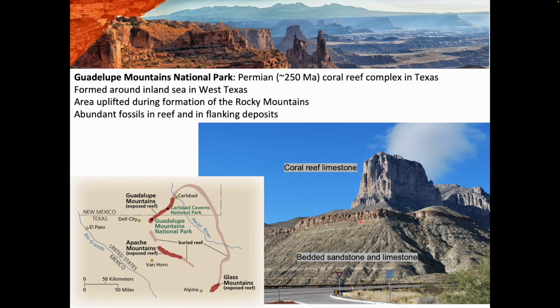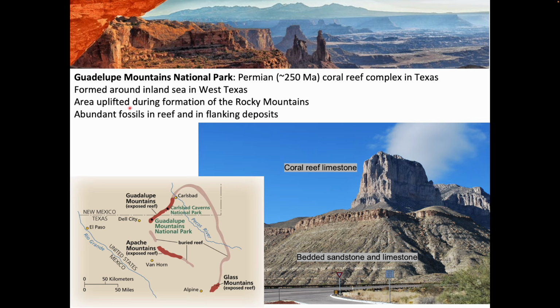In the national park system, probably the best preserved coral reef is the Guadalupe Mountains, inside Guadalupe Mountains National Park in West Texas. It preserves a Permian, so 250 million years ago, coral reef complex in Texas, which formed around an inland sea. Texas used to have an inland sea in that time period 250 million years ago, and it was at tropical latitudes, so we had lots of coral around the edges of that sea.